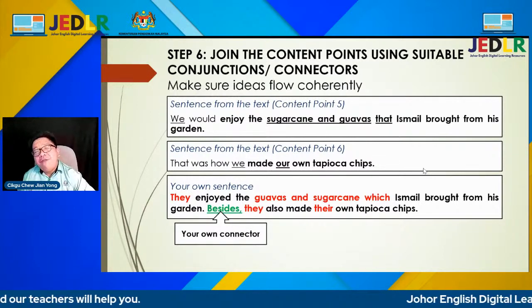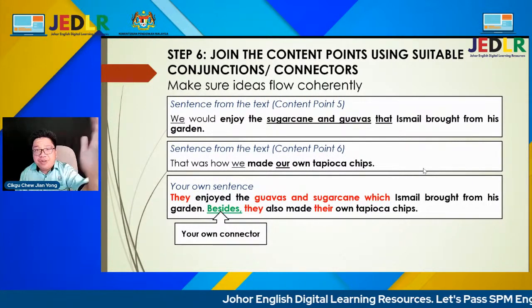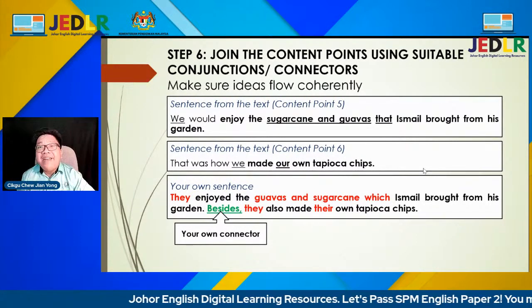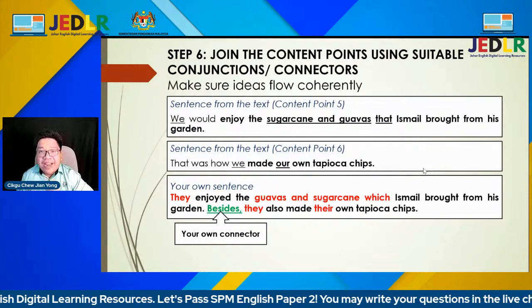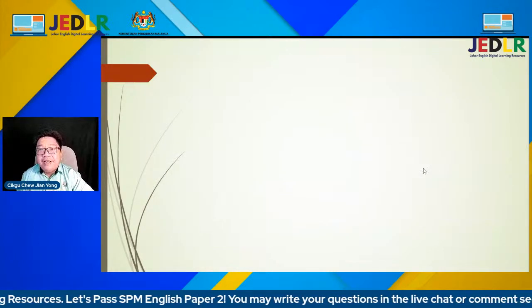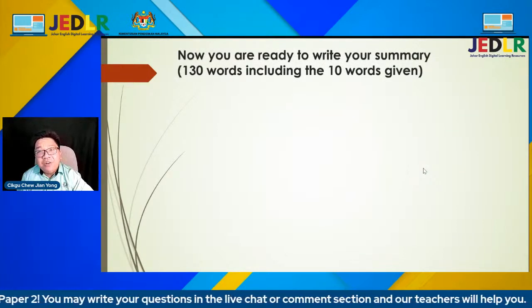So I hope you have a very clear idea of all the steps that I'm talking about. Okay, step 1, 2, 3, 4, 5, 6. And now, after you have done all the steps, is finally the final product. Okay, so now you're ready to write your summary. Remember, 130 words, including the 10 words given.